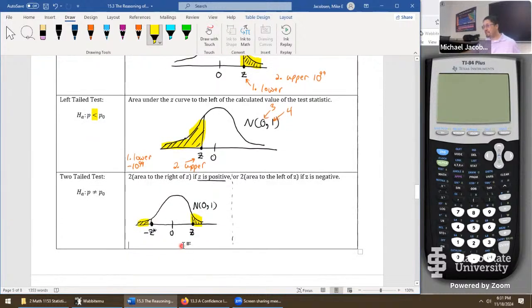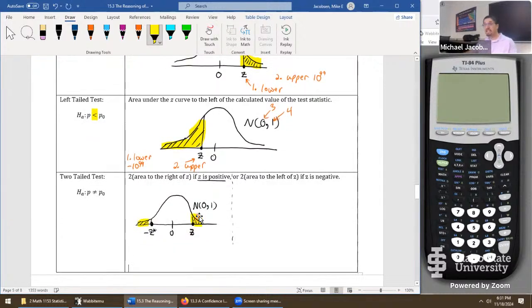So that's what it would look like if the z test statistic is positive. Let's write down another one. So next corresponding picture. This is if z is negative. So add 0, 1 once again.